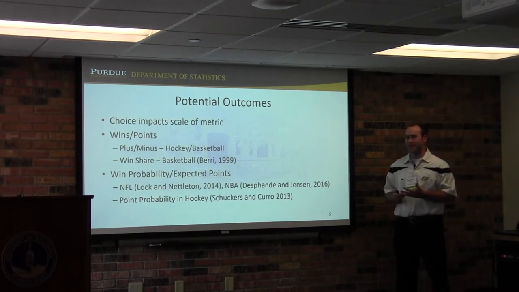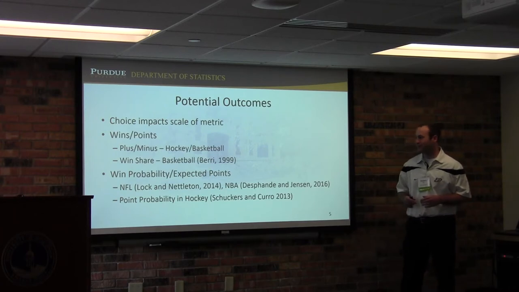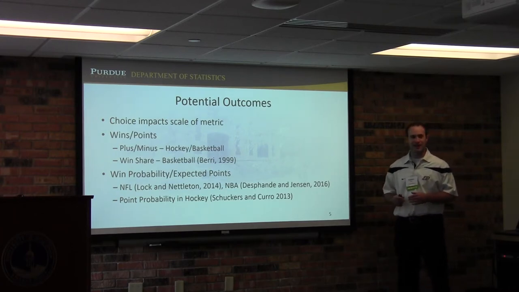There's been work in basketball, splitting up wins, and elsewhere, based on box score statistics. You can also use derivatives of outcomes, and there's reasons to do that, which I'll talk about shortly, like a change in win probability or a change in expected points. There's a nice paper out there giving an overview, and there were talks this morning about it as well, using football data to do win probability. There's been work in the NBA doing win probability. There's been a lot of work in hockey doing change in point probability.